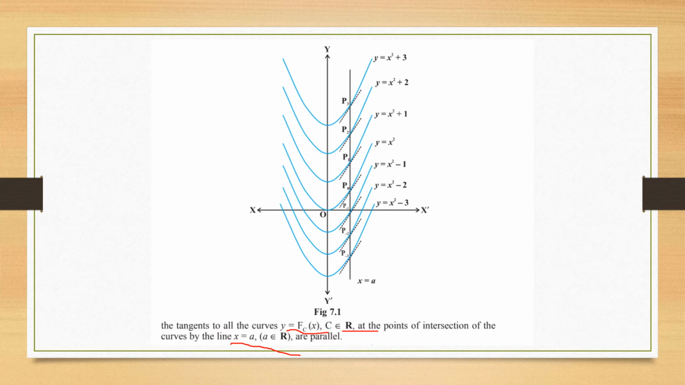Now see, all these are parabolas, right? The parabolas y equal to x square, this one is y equal to x square, okay? Then it is y equal to x square plus 1. You can observe x square plus 2, x square plus 3, like this, okay? So what will happen if you draw the tangents? Can you observe all these tangents are parallel, okay?